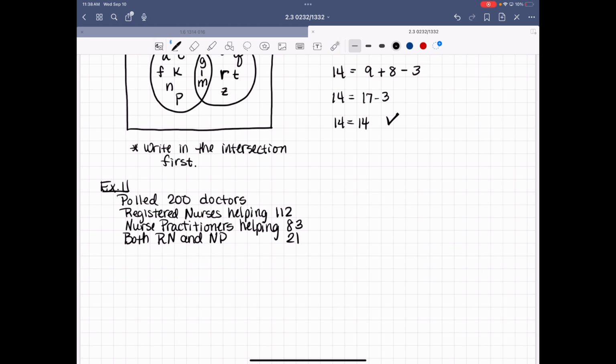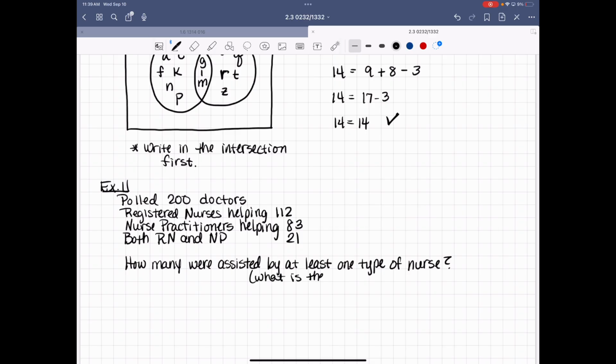It wants to know how many were assisted by at least one type of nurse. So pretty much it's asking for the union. Is what it's asking for. The cardinality of the union. Okay? That's what it's asking.